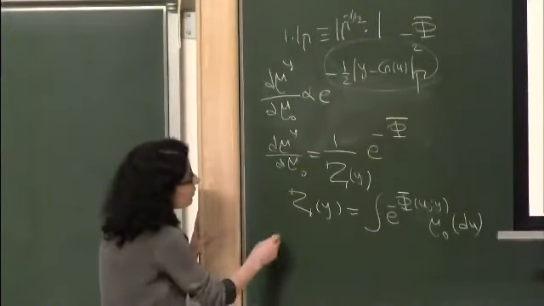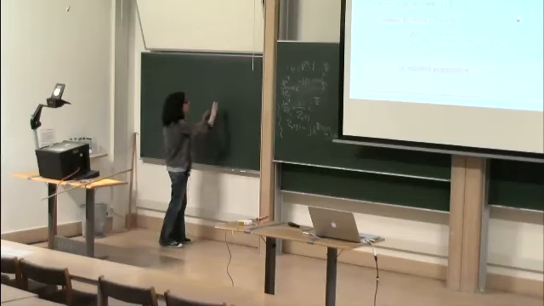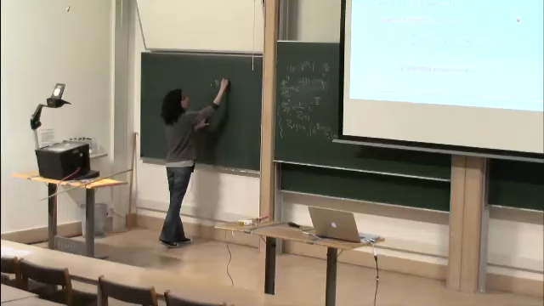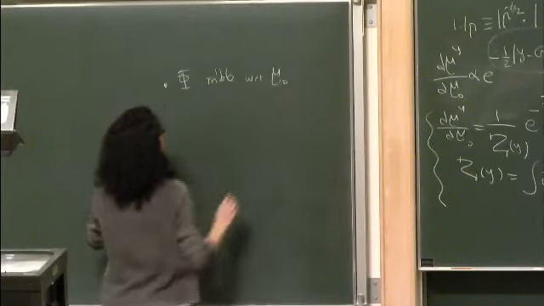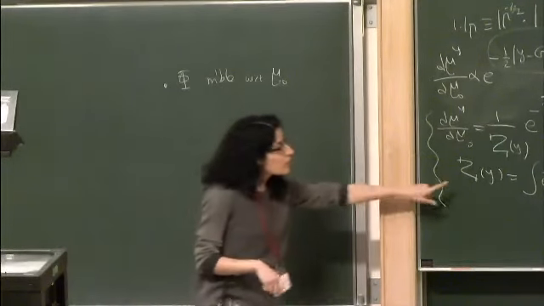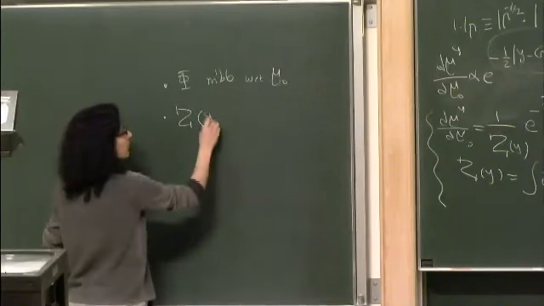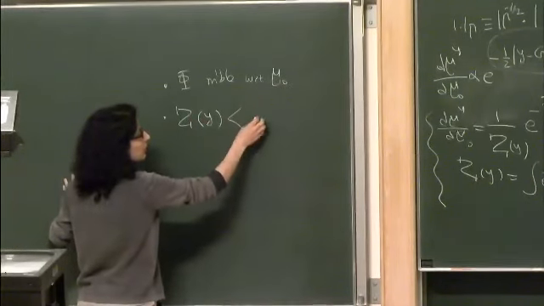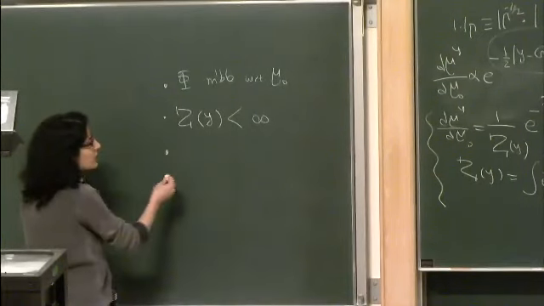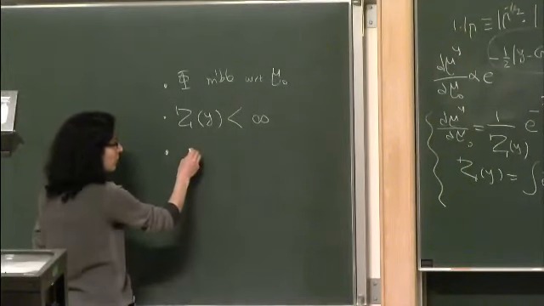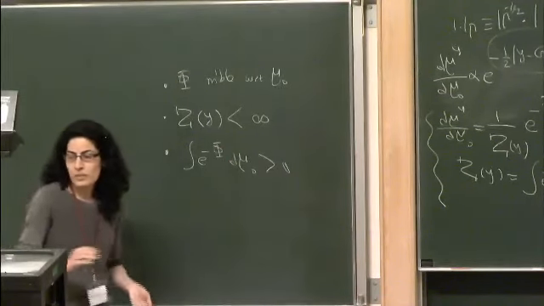Right. So what you expect, just looking at this, is the following. First of all, you want phi to be measurable with respect to u, with respect to mu naught. Then, of course, you want your Z_y to be finite, because otherwise you will not be able to get a well-defined probability measure. And you also want it to be away from 0, again because you want a well-defined probability measure.